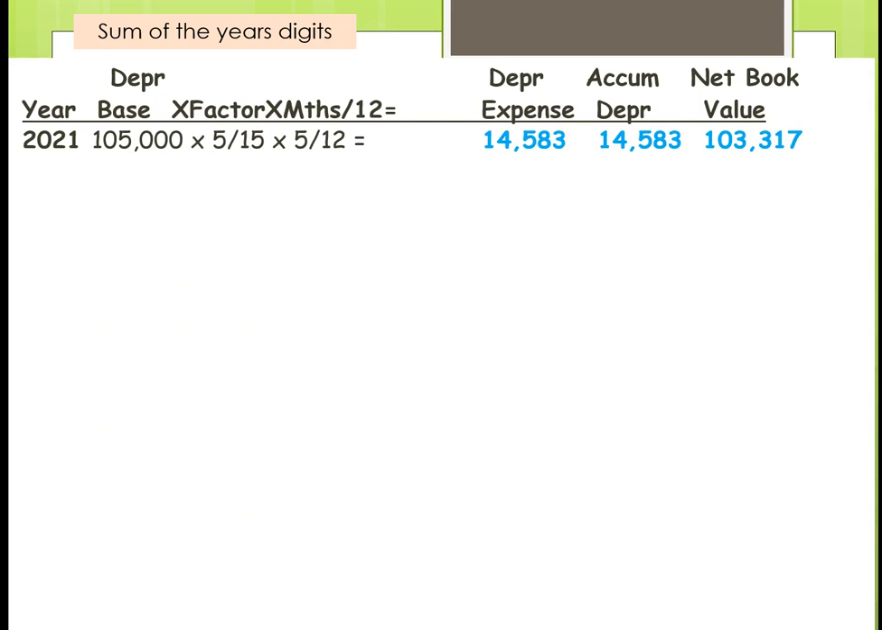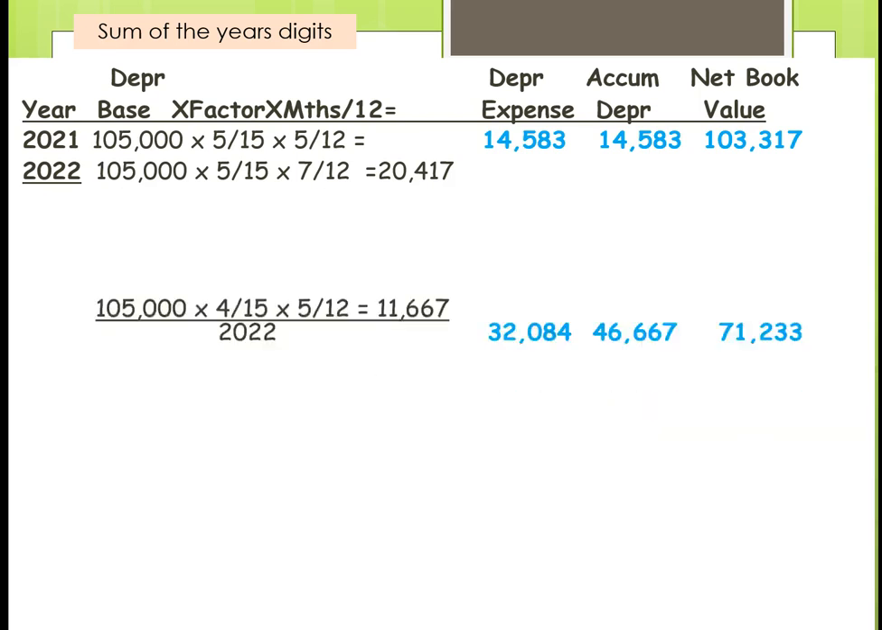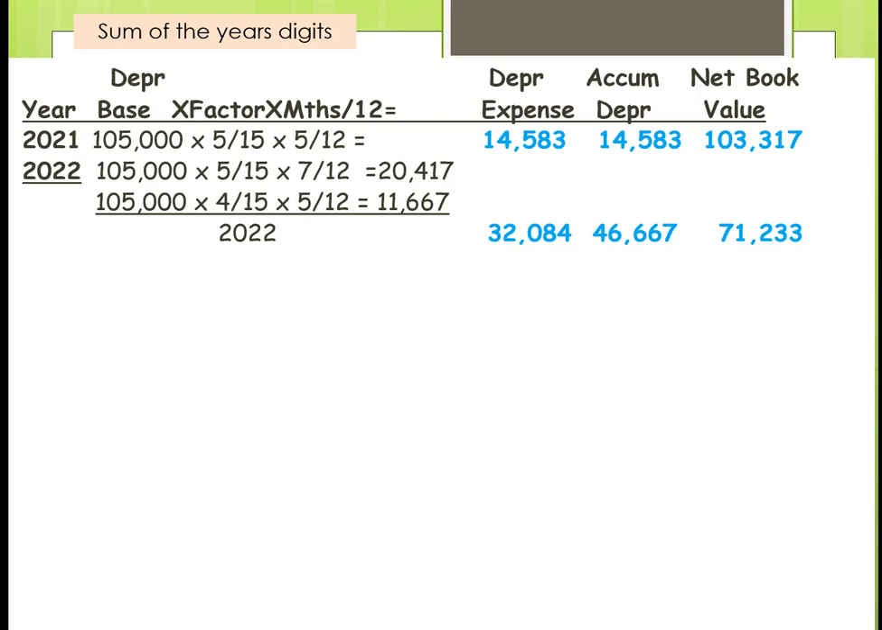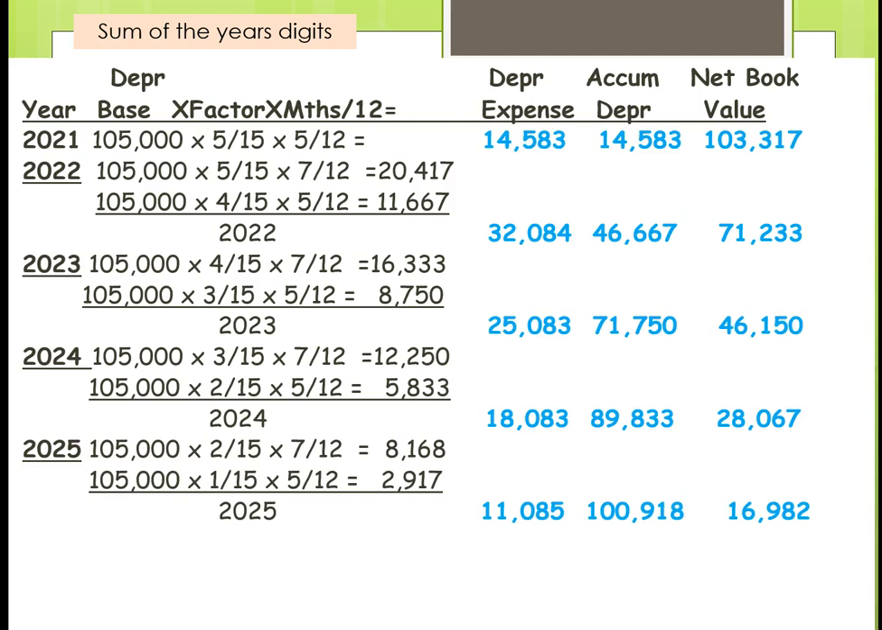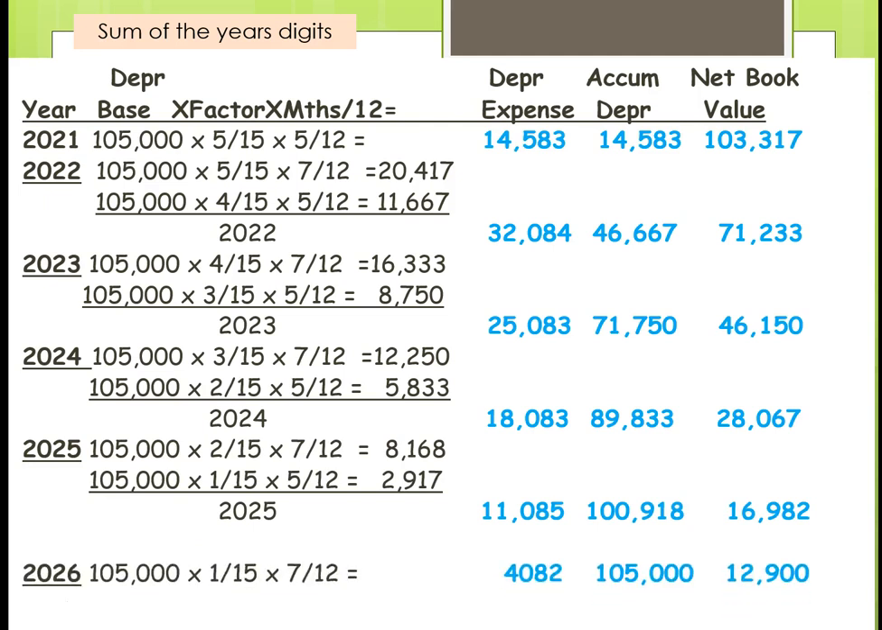So, year 1, you get 5 twelfths. Year 2, you're going to get 7 twelfths times the 5 fifteenths, and you're going to get 5 months times the 4 fifteenths. And you're going to have to keep doing that each year. And then you go into the 6th year with 1 fifteenth times 7 twelfths. So that's how you do that. And if you notice in the end, you still end up with accumulated depreciation of 105 and net book value equals salvage value.